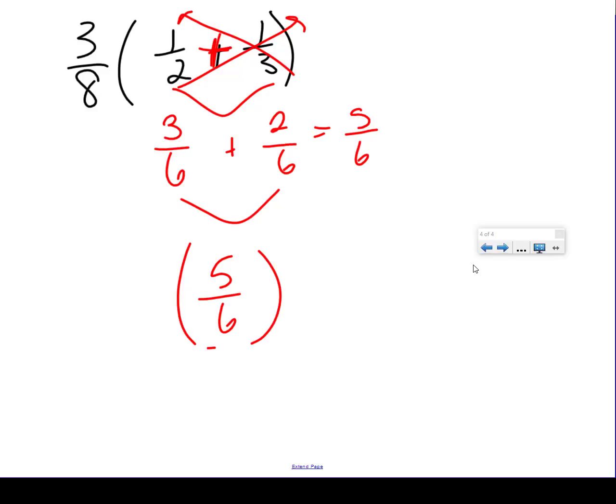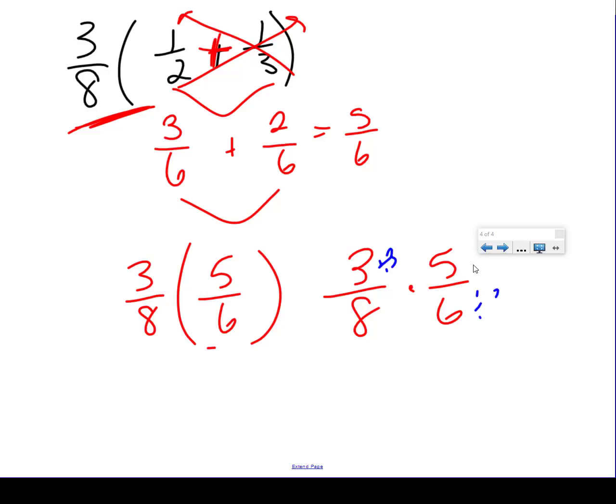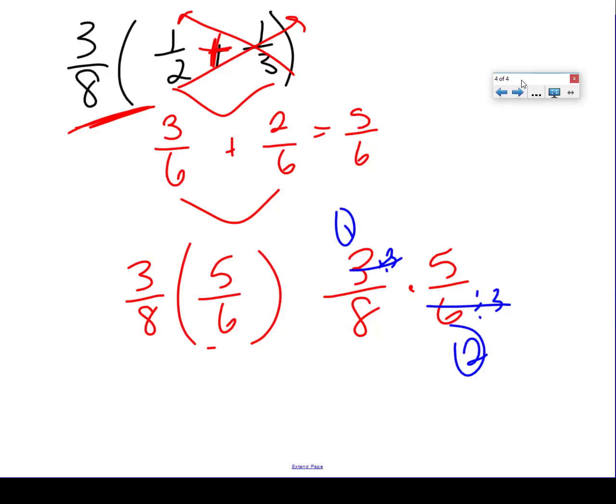I leave it in parentheses because notice right here that there's no add or subtract between them, so it means that it's touching, which means that this answer is multiplied times 3/8. I can take away the parentheses and write it with a dot if I'd like to, but I have to remember that it's multiplication. I'm going to divide by 3 in both of these diagonals and get 2 and 1. I'm going to multiply across the top, and that's 1 times 5. Across the bottom, that's 8 times 2. And so I end up with 5/16 as my final answer.